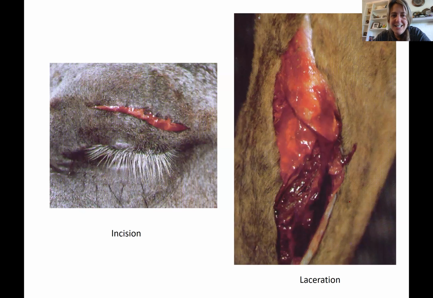An incision doesn't have to be an incision that was made during surgery with a scalpel. So like a nail on a fence and the horse goes like this. This is what happened here. So an incision generally means that the edges of the wound are possible to approximate, and it's not all ragged.